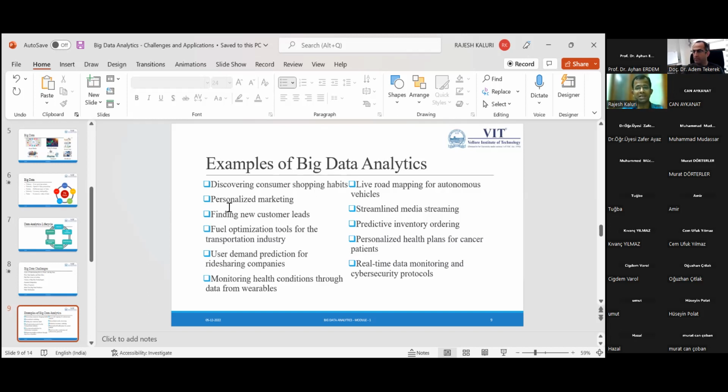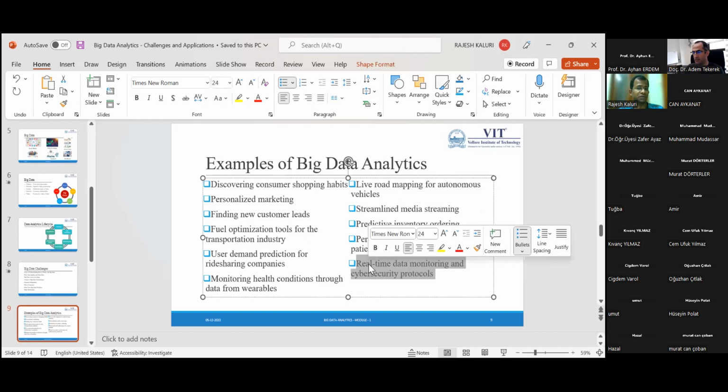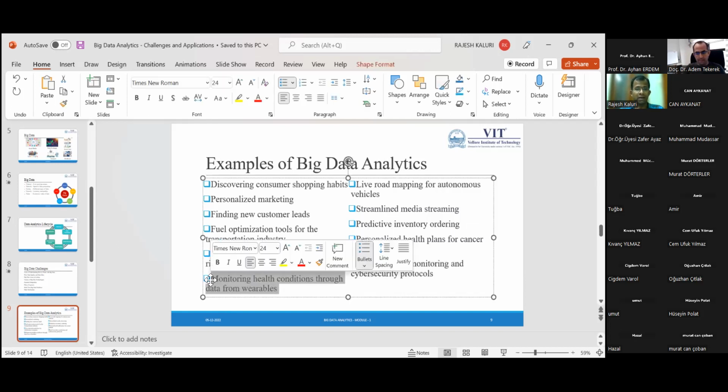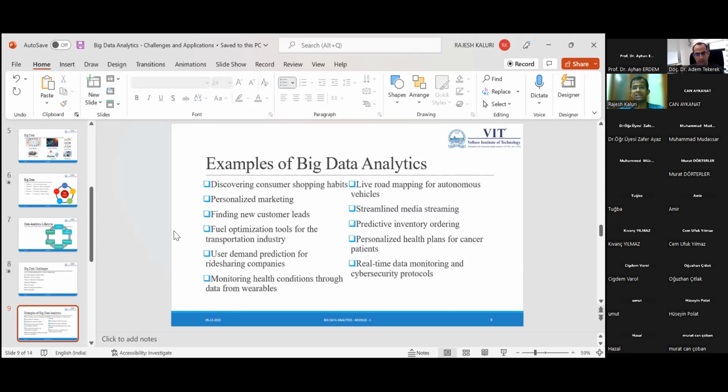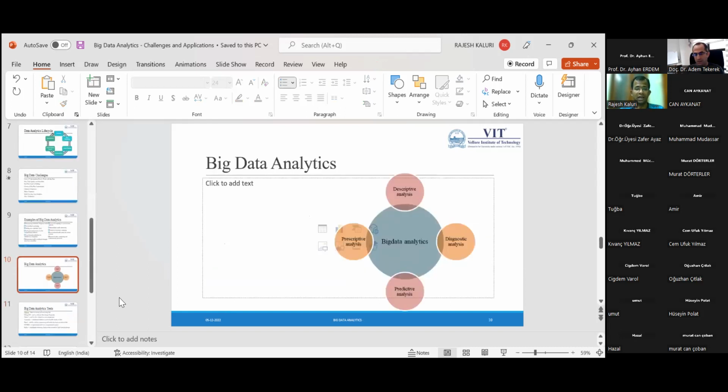Another one is personalized marketing, and also finding new customer leads. Then there is predictive inventory ordering, or real-time data in terms of security issues. These are the various ways where we have an opportunity to work on research problems, and also monitoring health, like linking with smart healthcare, and maybe linking with IoT. So how we will be able to make the system sophisticated. These are the examples that work under big data analytics.